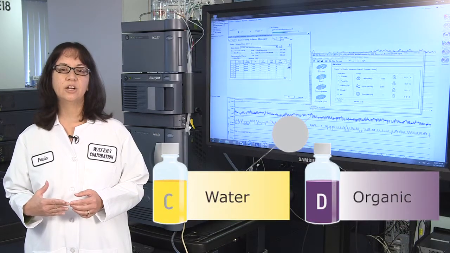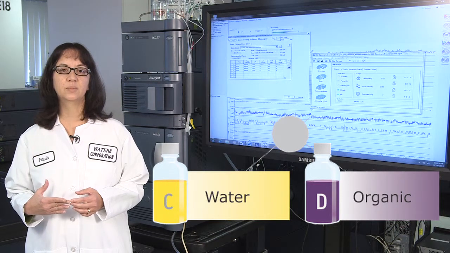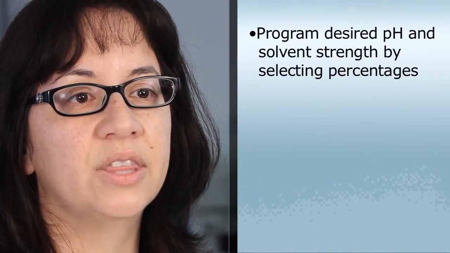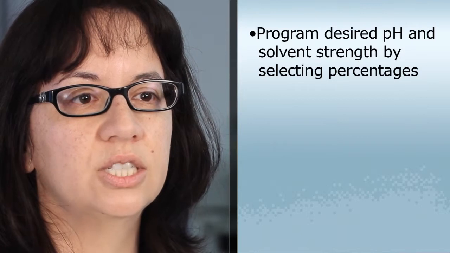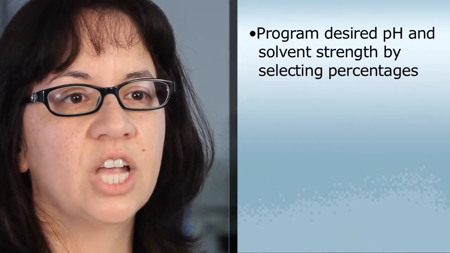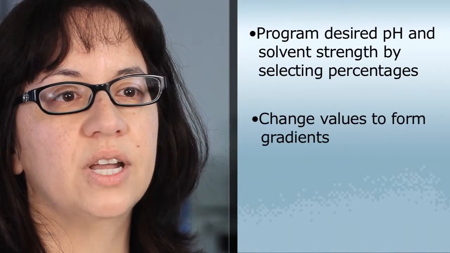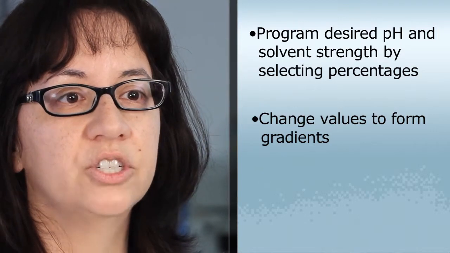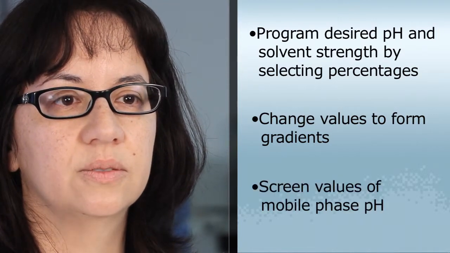Reservoirs C and D are used for water and organic solvent, respectively, to control solvent strength. We can program the desired pH and solvent strength into the method by selecting the required percentages of A, B, C, and D. And the values can be changed as a function of time to form the gradients. A sequence of different methods can be used to screen alternative values of mobile phase pH. We've been developing ways to make it even easier and more efficient to use chromatographic principles.